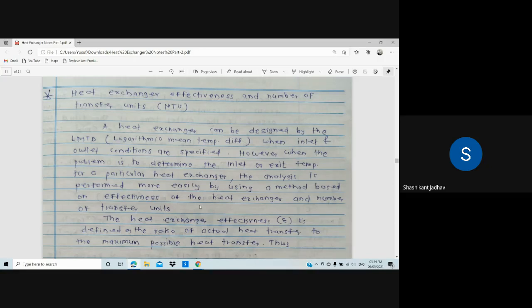Designing the heat exchanger or analyzing the heat exchanger. But when sometimes they have not given the inlet and outlet conditions, at that time we have to use this heat exchanger effectiveness and number of transfer units method. Okay, so first question is, what is meant by the heat exchanger effectiveness?